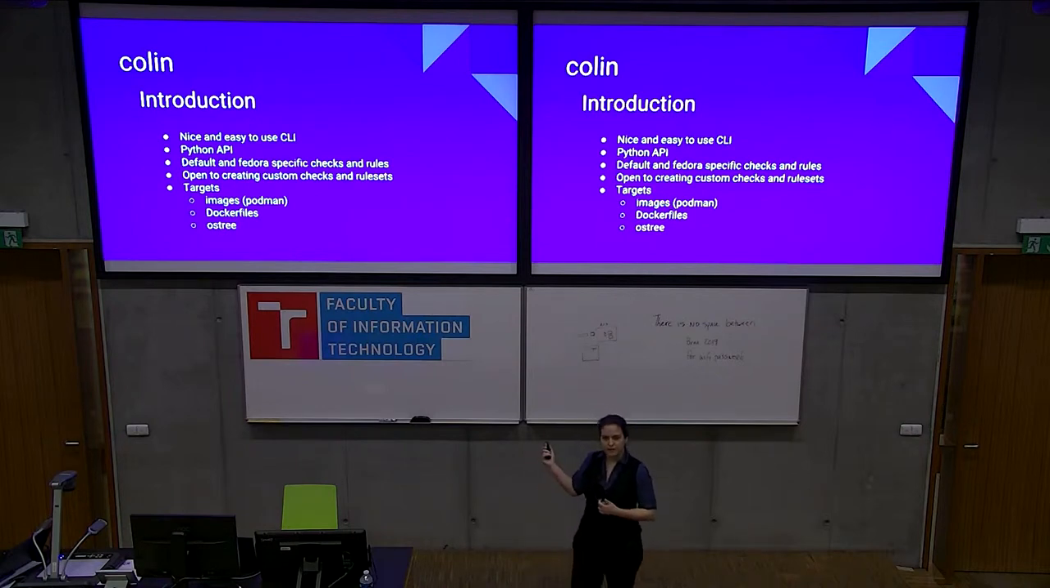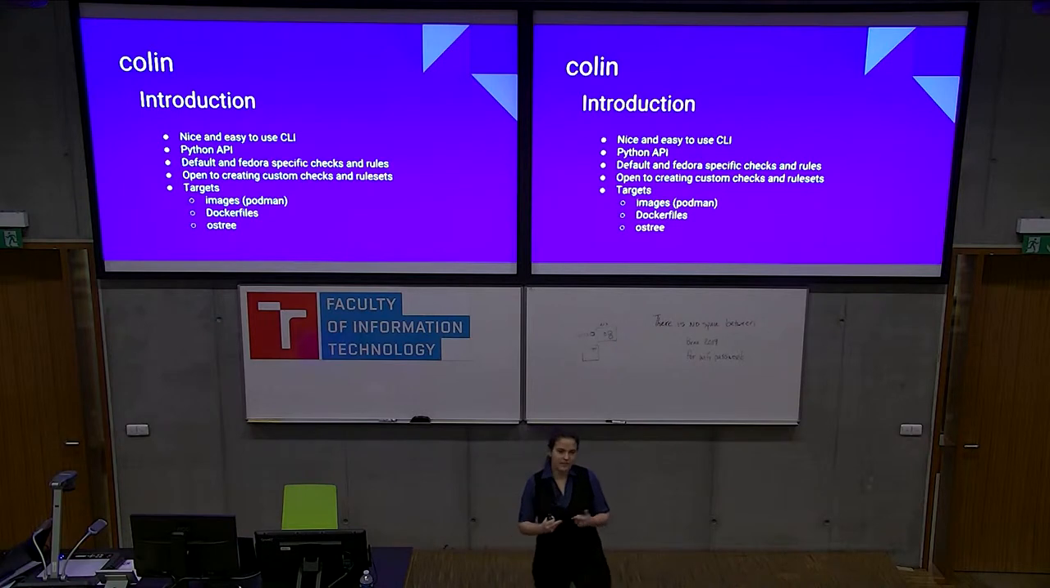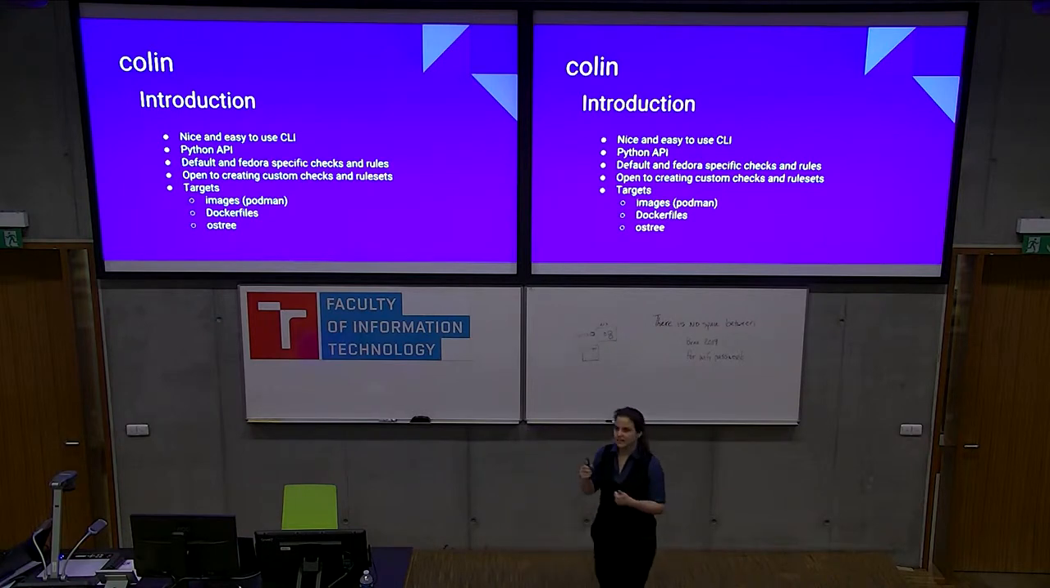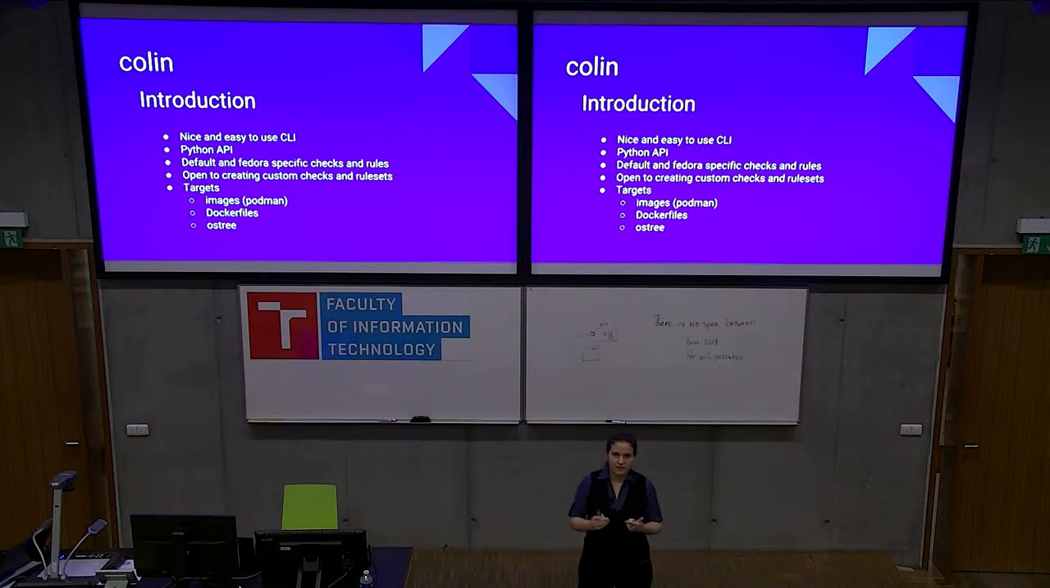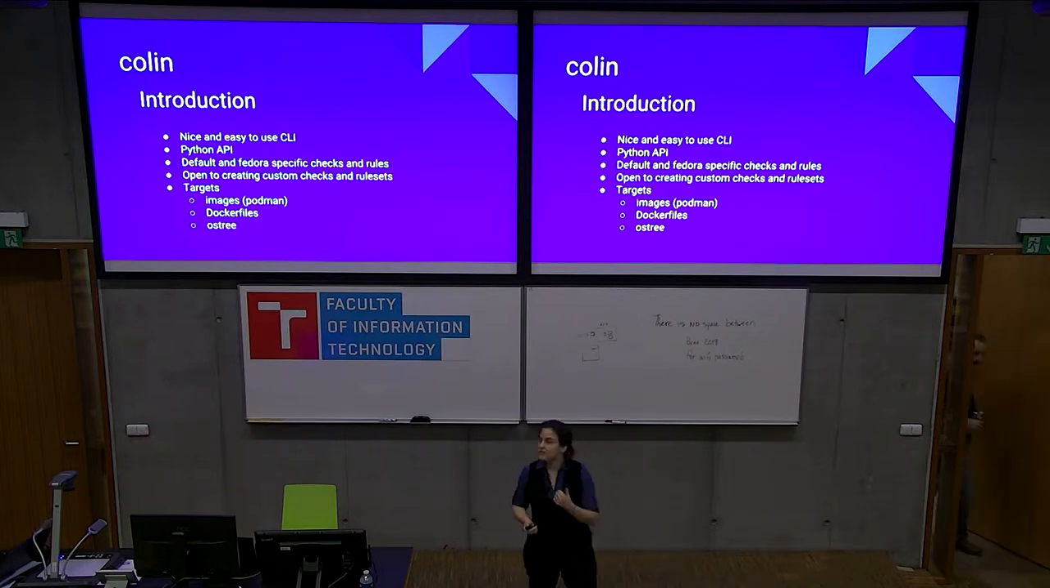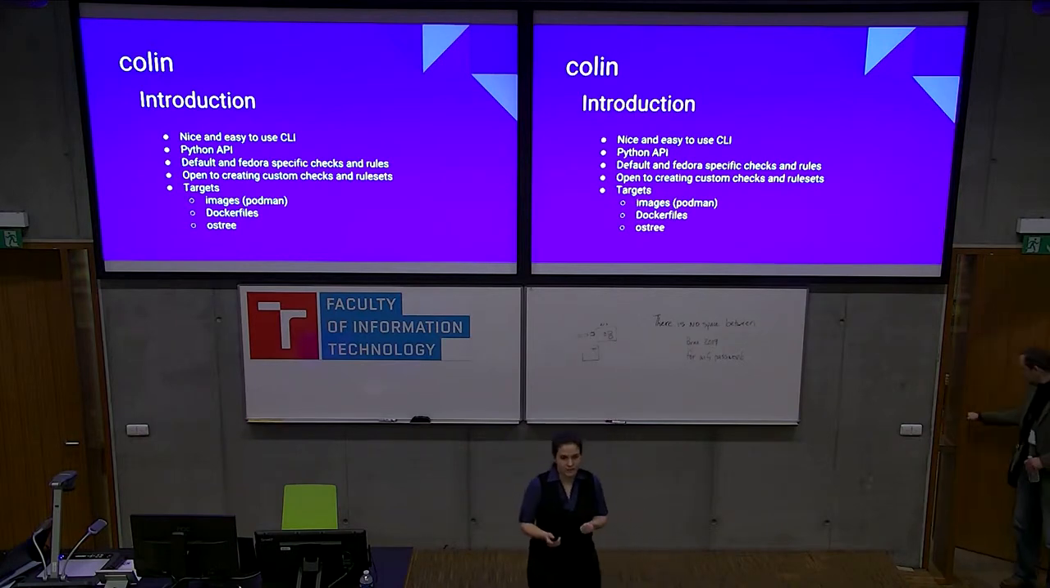We at Red Hat, for example, have two other rule sets. One is for the best practices, and it's run on thousands of images. And another is smaller, and it is actually gating some of the images. So that's what you can do with that. And I was talking about images, but Colin can also lint Dockerfiles and OSTree.